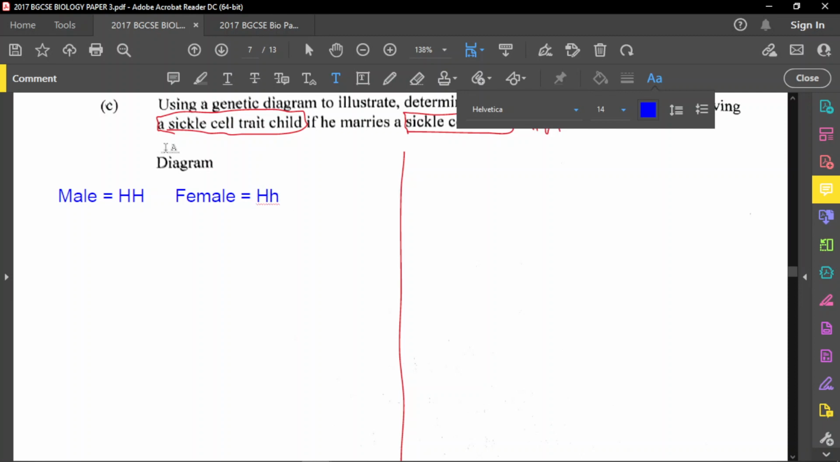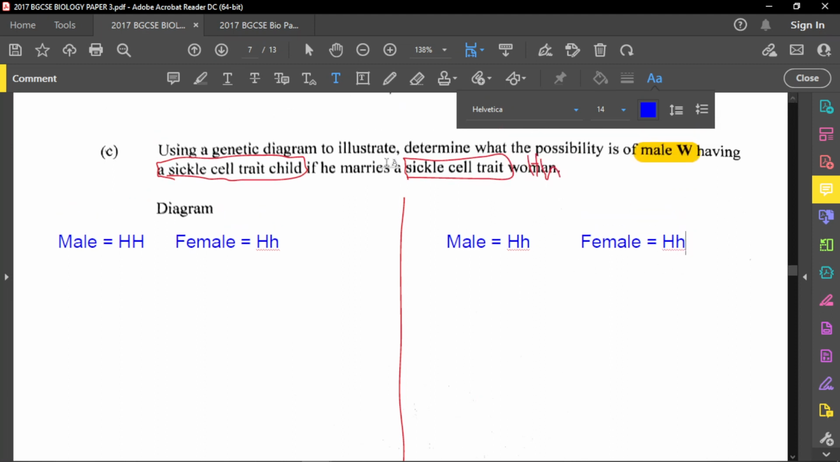So I'm giving you two different options. The other possibility is that the male could be a carrier, based on the chart. So we have two possibilities for the male, and the female, again, is heterozygous. That's the only thing we're sure about. So we're going to draw our Punnett square now and determine the possibility of having a child that is sickle cell trait.